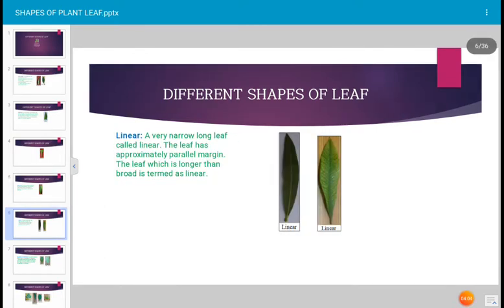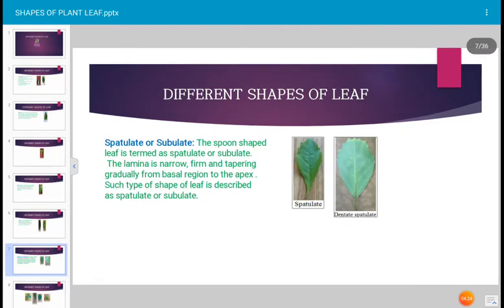Next, linear shape of leaf, linear leaf. A very narrow long leaf is called a linear leaf. The leaf has approximately parallel margins. A leaf which is much longer than broad is termed as linear.